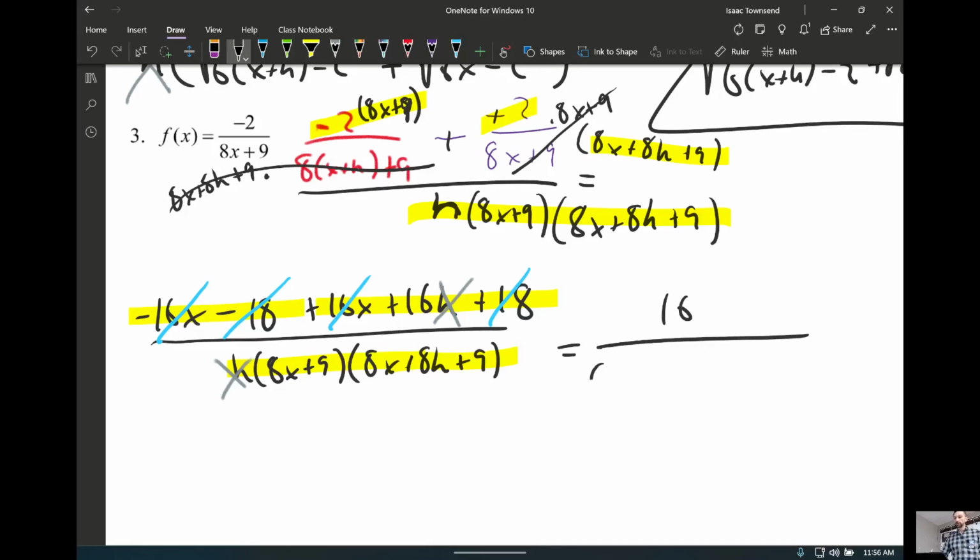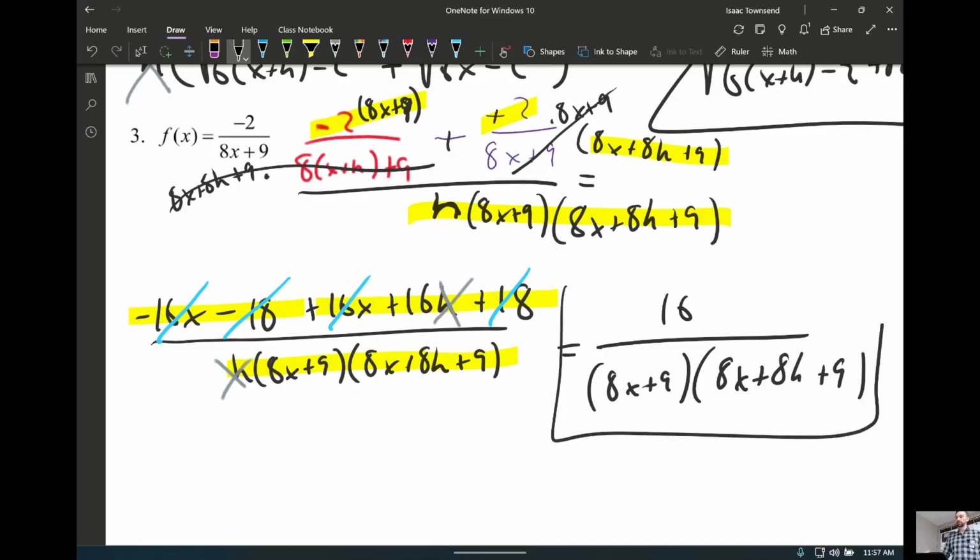The answer we were looking for here is this. And if you don't want to distribute that h, you don't have to. It's equivalent. And neither one's more simplified, so either one would be fine. But that's how I'd write it.